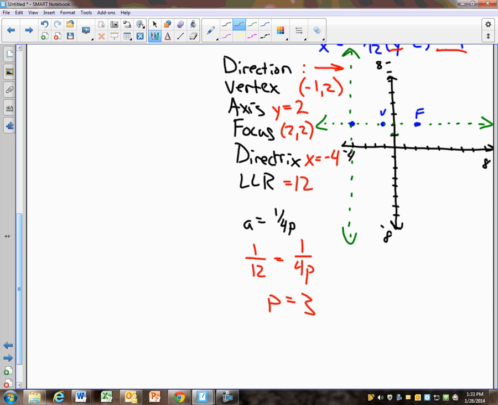All right. So, length of the latus rectum is 12. So how many units is that in each direction? 6. And I move from the focus 6 units up and 6 units down. And I draw my segment. Now I can draw the parabola and get the correct shape.